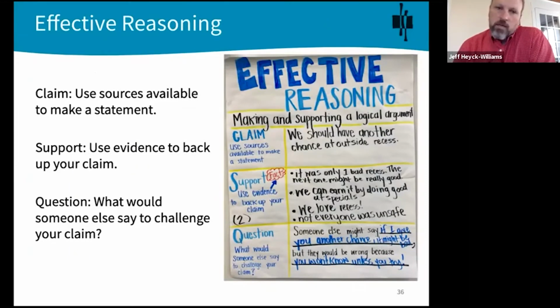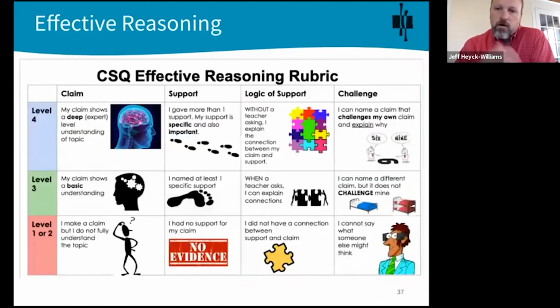So this was up in the classroom and kids could see it. So using sources available to make a claim, they defined support as using evidence to back up their claim. And then the question portion: what would someone else say to challenge your claim? And really, how are they starting to respond by saying, but they would be wrong because. And so 2nd graders have gotten real creative with this. And in some cases, they're going home to their parents making a claim as to why they should have dessert tonight.